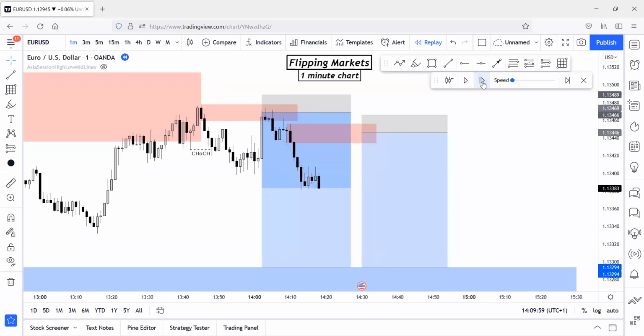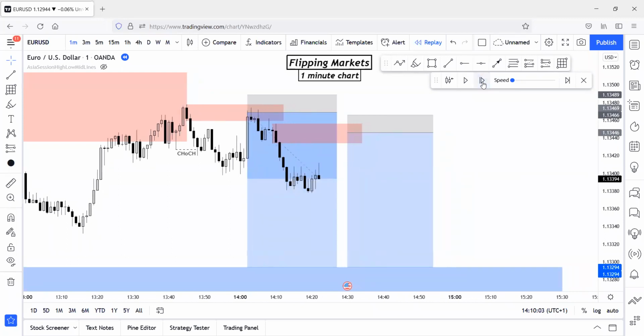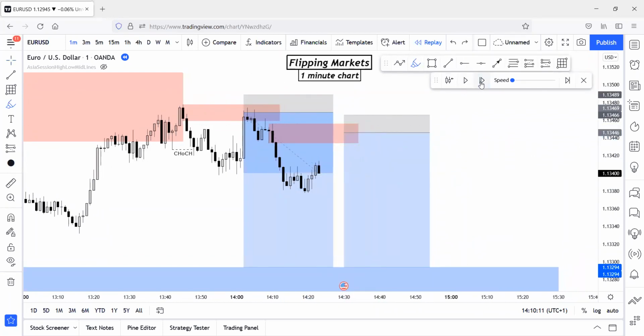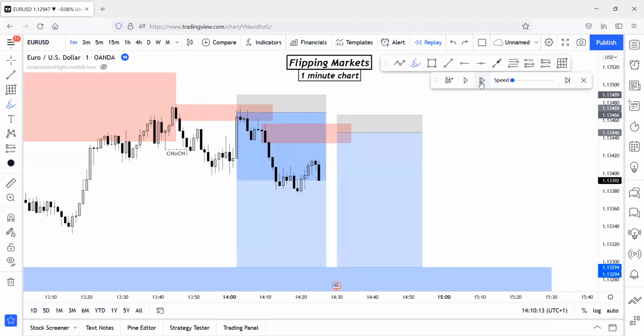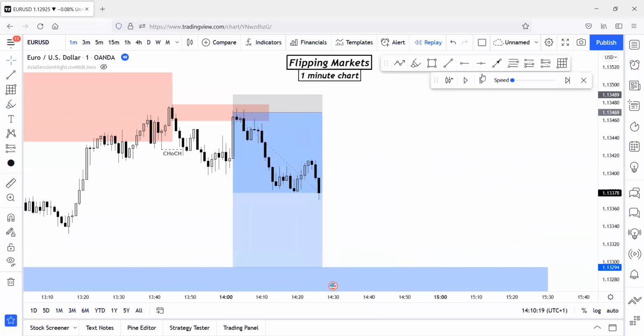Pullback happening. Okay, price swept the equal tops here with this movement. So all the liquidity has been taken out. Maybe we'll tap into this zone. Let's see. No, actually price broke structure to the downside, so I will remove this order.